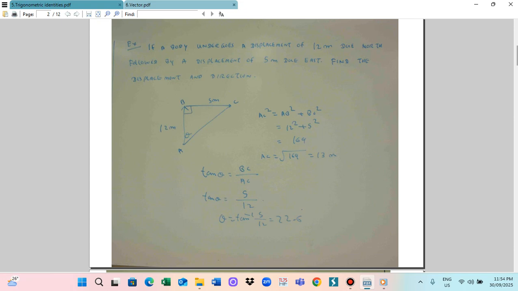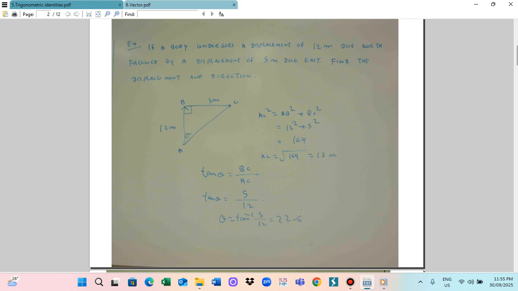Then you also need to calculate the angle theta here. We use the equation tangent theta is equal to the opposite side divided by the adjacent side. Opposite side is BC, adjacent side is AB. So tangent theta is equal to BC, 5 meter, over AB, 12 meter. So theta is tangent inverse of 5 by 12, and you get 22.6 degrees. So the vector displacement AC, the final displacement, is 13 meter, and the angle theta is equal to 22.6 degrees.